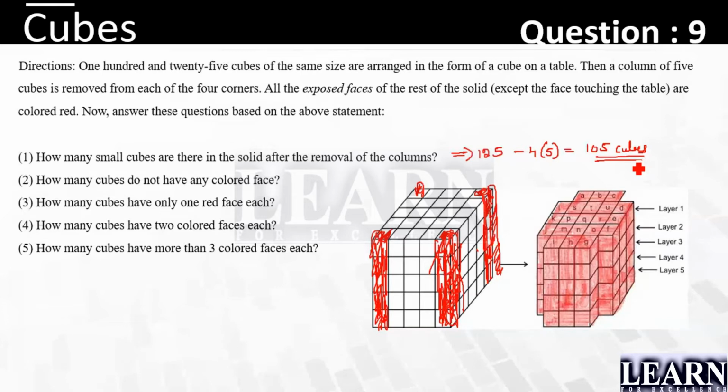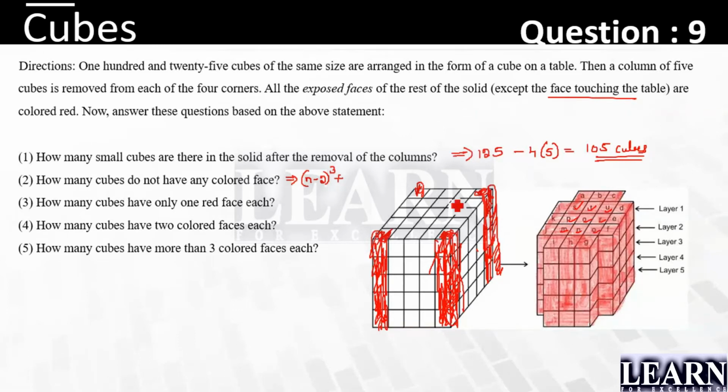Next, how many cubes do not have any face colored? No colored face is always the one which is inside. The removal is not going to affect the cubes below, S, T, U, P, Q, R, M, and O, which are inside, because it has not touched those cubes. So all the cubes which are inside, that is going to work out. I can say it is nothing but n minus 2 whole cube. Now plus, the ones touching the table are not painted.